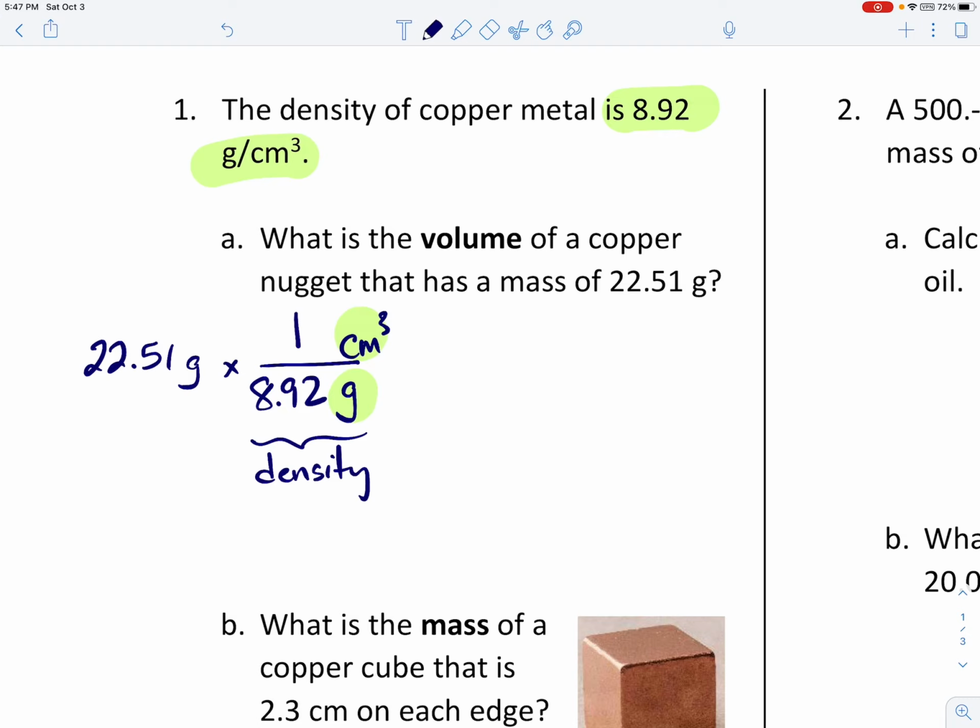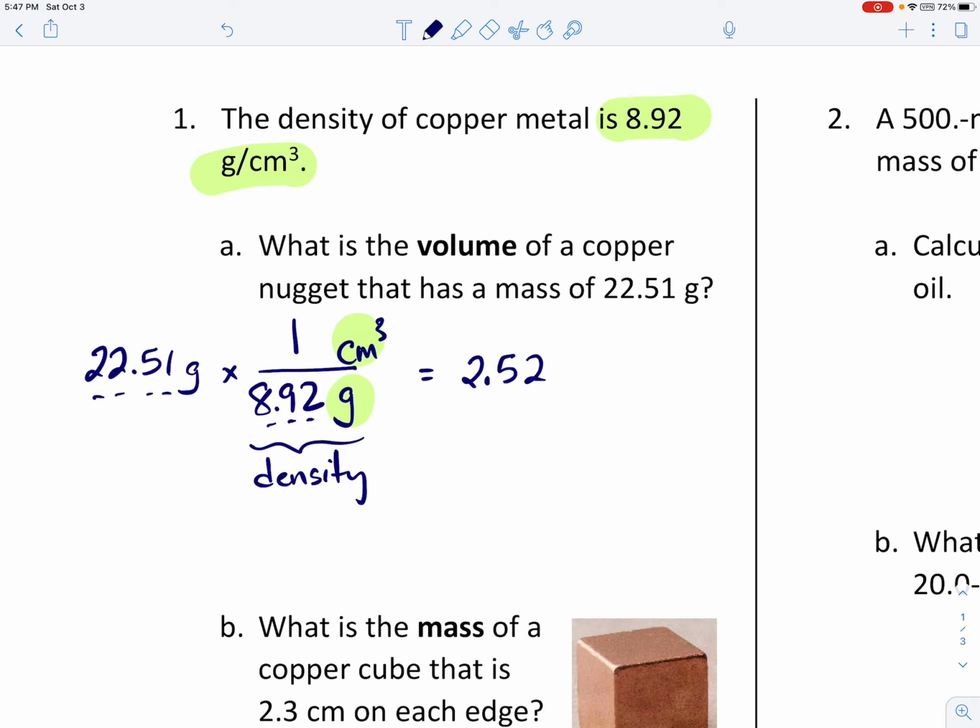So we're dividing 22.51 by 8.92, and we have to do a little significant digits thinking here. So the mass had 4 significant digits, 22.51. The density has 3 significant digits, 8.92. So we can keep 3 significant digits in the answer when we divide. So the answer will be 2.52 grams. Whoops, 2.52 cubic centimeters, not grams, right? The volume we were calculating.